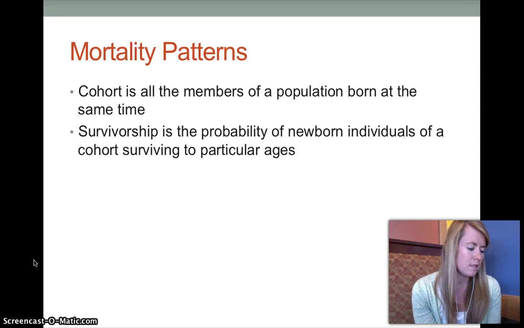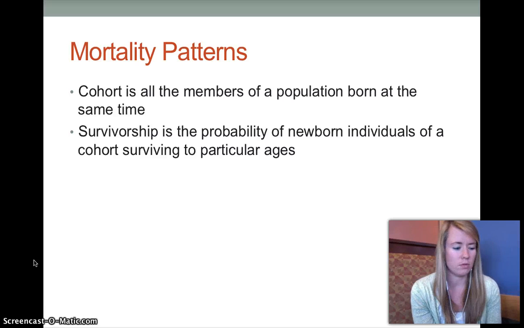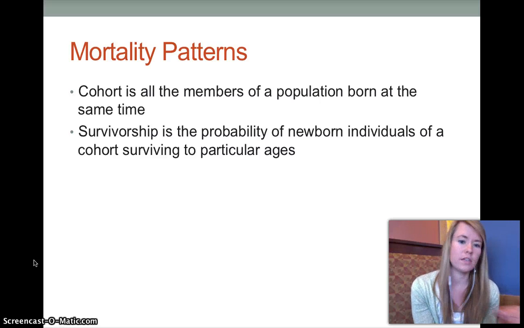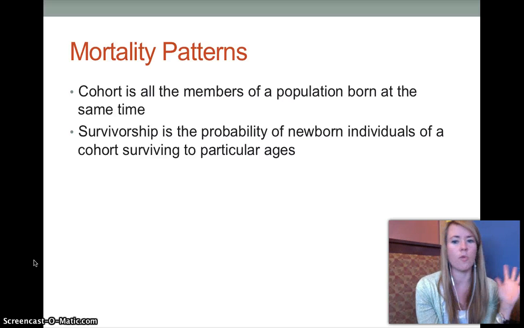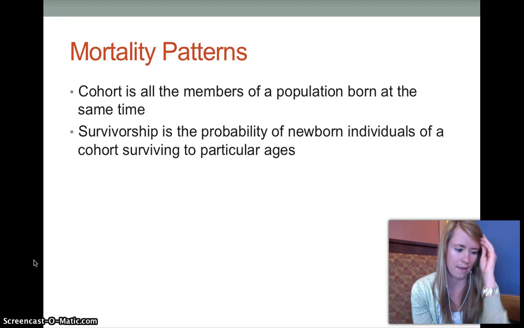And so this is when in the lifespan individuals will die. So we talk about all the individuals being born at the same time as a cohort. So we will say all of the humans aged 18 to 24 or 14 to 18, those are cohorts. They're all born around the same time, and so we can categorize them together.